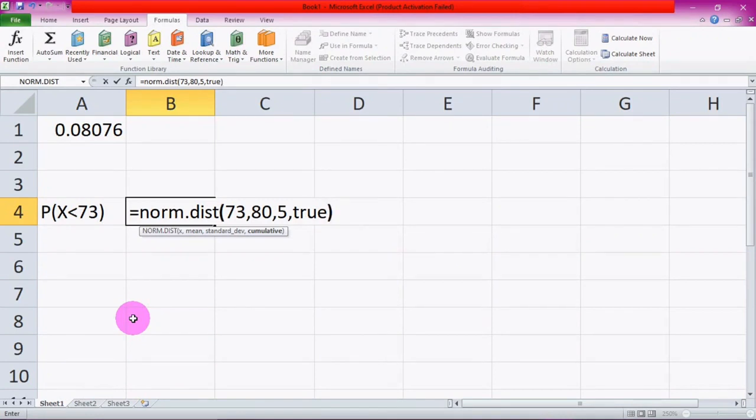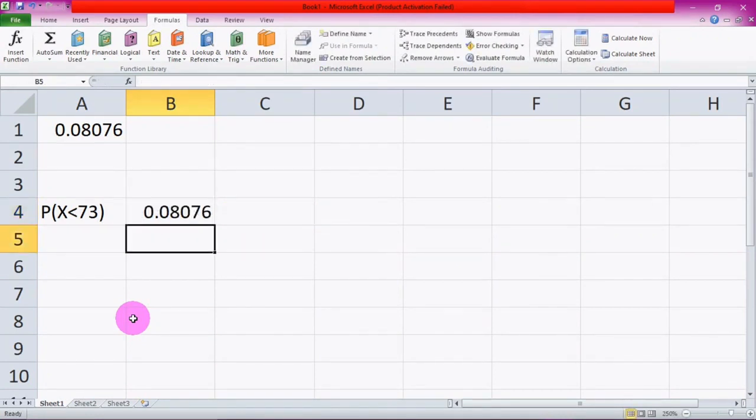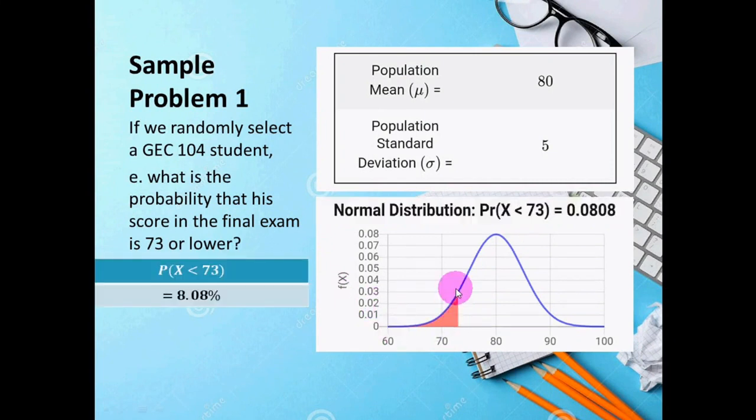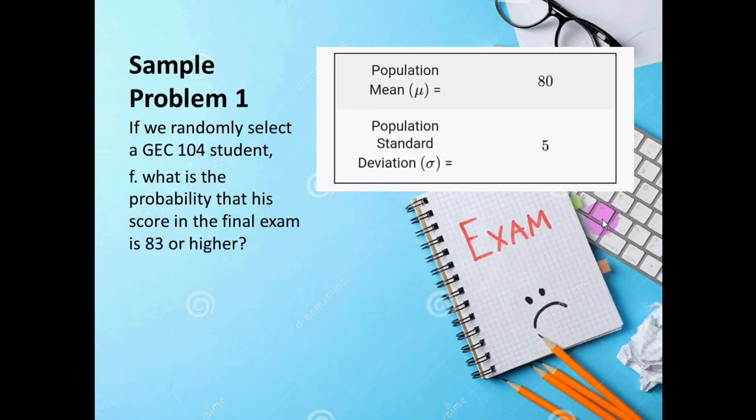So, press enter, we get the same value. So, this is now the probability that the score of the randomly selected GEC104 student is less than 73. So the probability is 0.0808. Next question, what is the probability that his score in the final exam is 83 or higher?